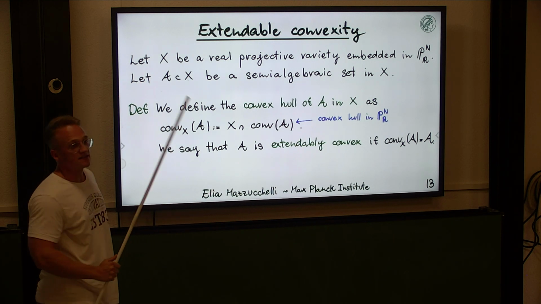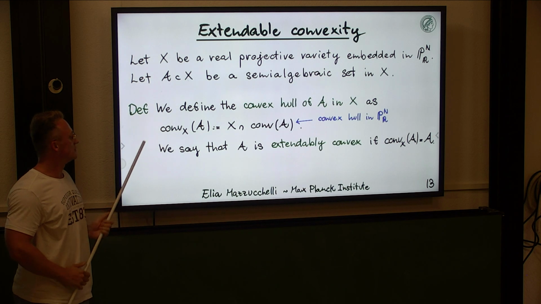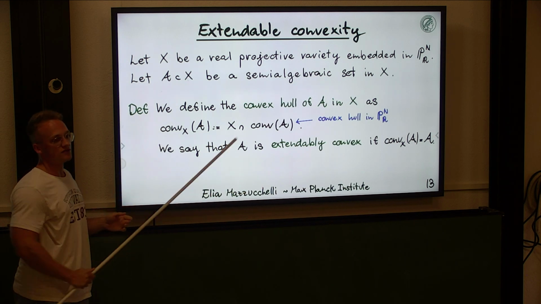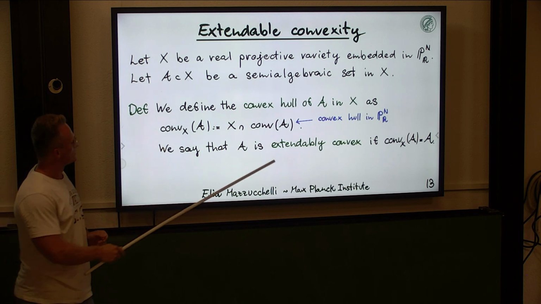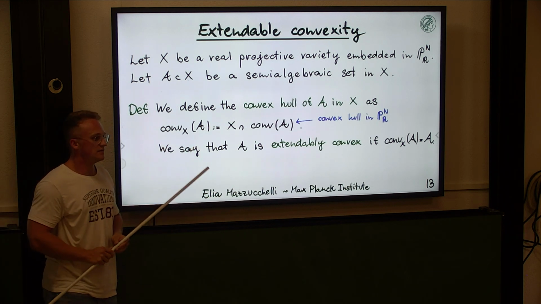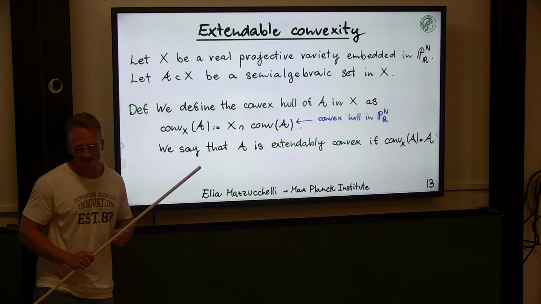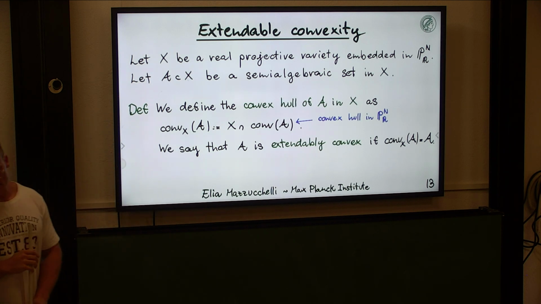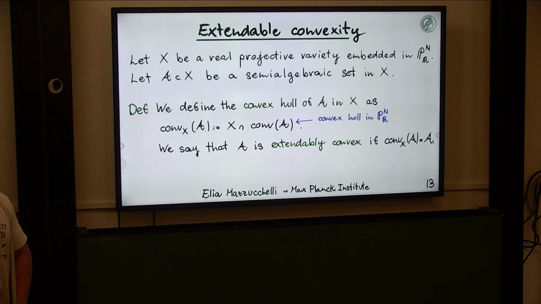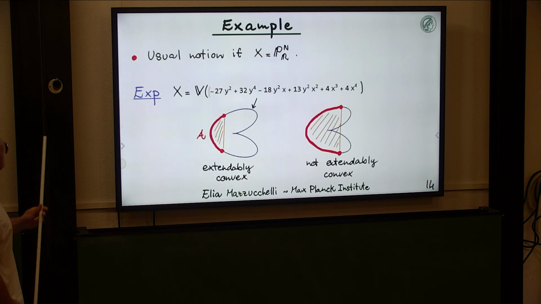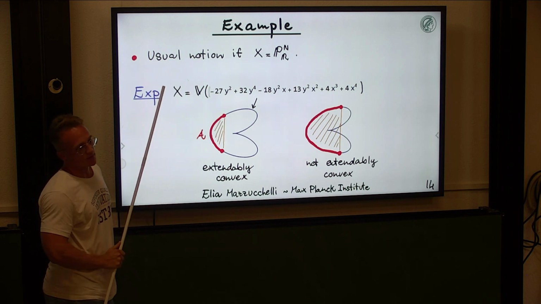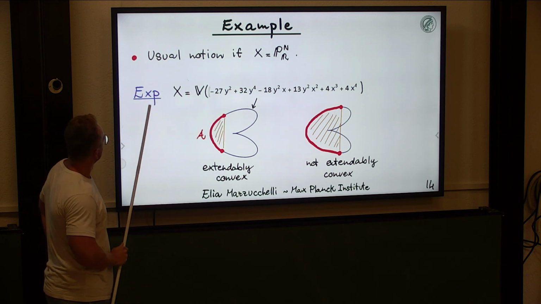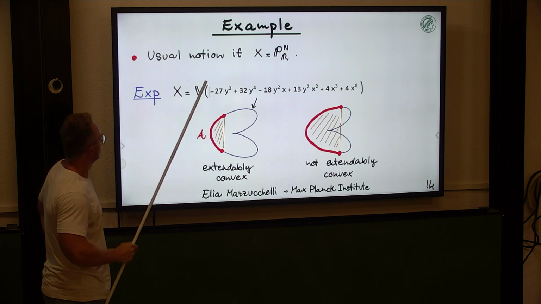And then we say that a semi-algebraic set is extendably convex if it is equal to this notion of convex hull inside X. This notion has been considered by Busemann for sets inside the Grassmannian in the 1960s. One can consider it, I think, more generally in this setting. Well, first of all, it boils down to the usual notion clearly in projective space. And here is a simple example.